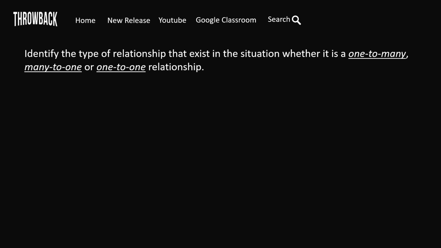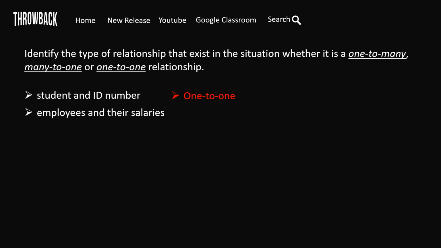So we have an activity. Identify the type of relationship that exists in the situation that I am presenting to you. First one is student and ID number. This is one-to-one relationship. Employees and their salaries. This is many-to-one relationship. Students and their scores in a 10-item quiz.